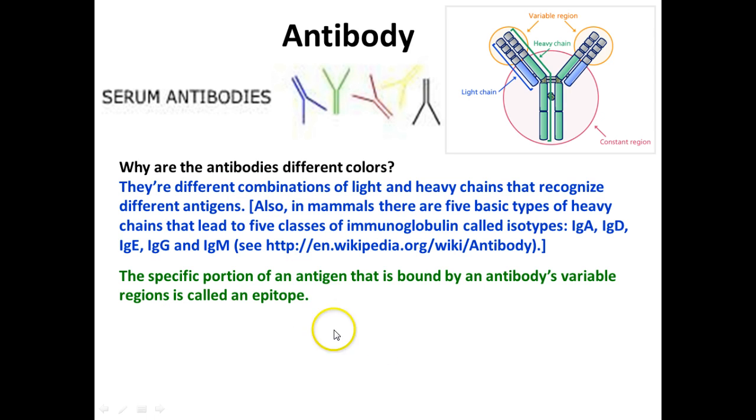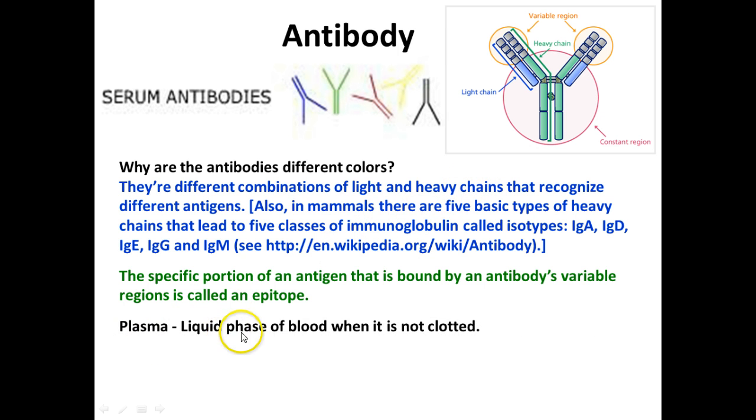So what specific portion of the antigen does the antibody bind? It's called the epitope. So it's a very molecular interaction between this antibody and a small piece of the antigen. It doesn't grab onto the whole thing. It grabs onto a molecularly specific section. And that molecularly specific section on an antigen we refer to as an epitope. So different antibodies will even bind to different sections of an antigen.